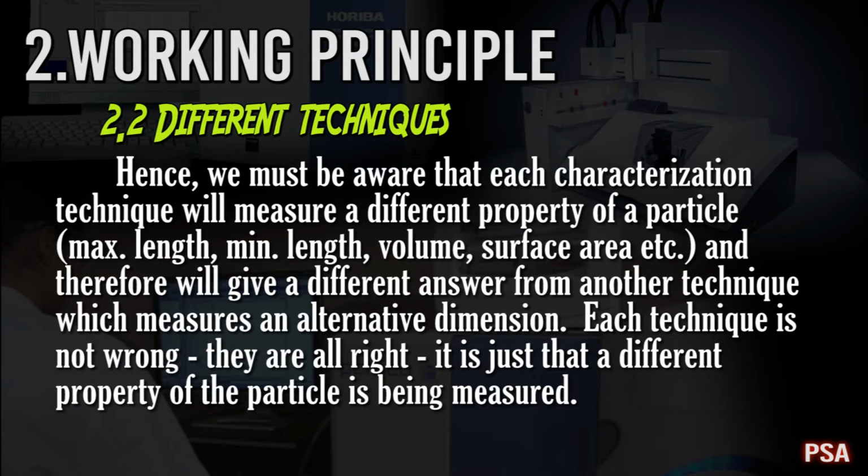Hence, we must be aware that each characterization technique will measure a different property of a particle, and therefore will give a different answer from another technique which measures an alternative dimension. Each technique is not wrong. It is just that a different property of a particle is being measured.